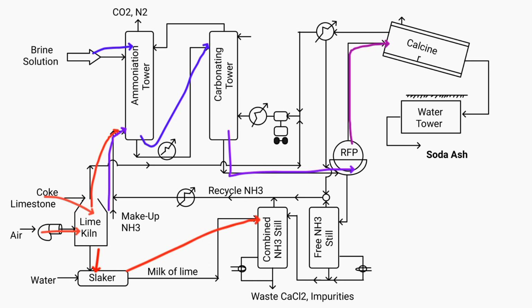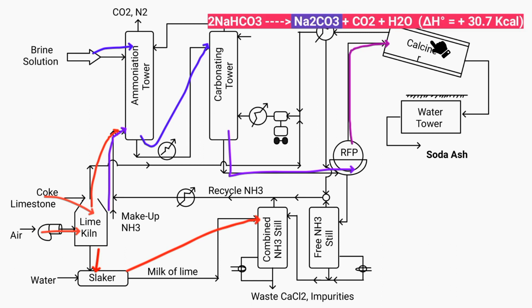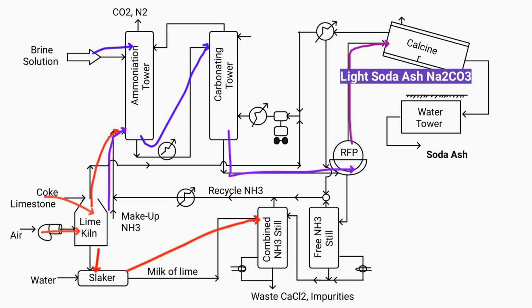The process of calcination takes place in the calciner, where thermal treatment of sodium bicarbonate occurs using fuel air. Sodium bicarbonate is heated to a temperature of 200 degrees Celsius, causing it to decompose into sodium carbonate, commonly known as soda ash, carbon dioxide, and water, which turns into steam. The soda ash obtained from the calciner is known as light soda ash. To obtain dense grade soda ash, the light soda ash is sent to a water cooler, where it is mixed with water. The resulting product is then referred to as dense soda ash.